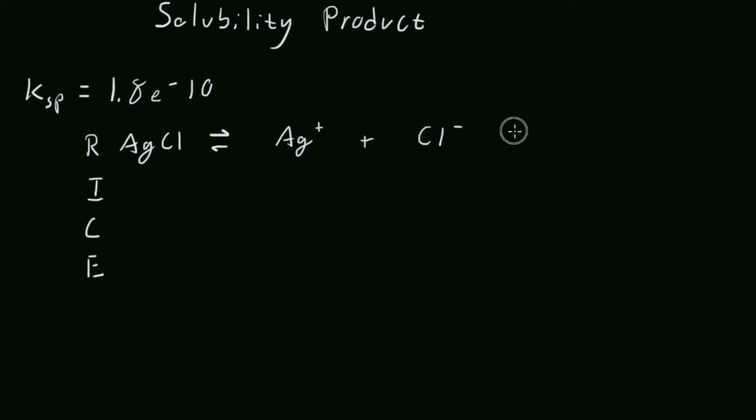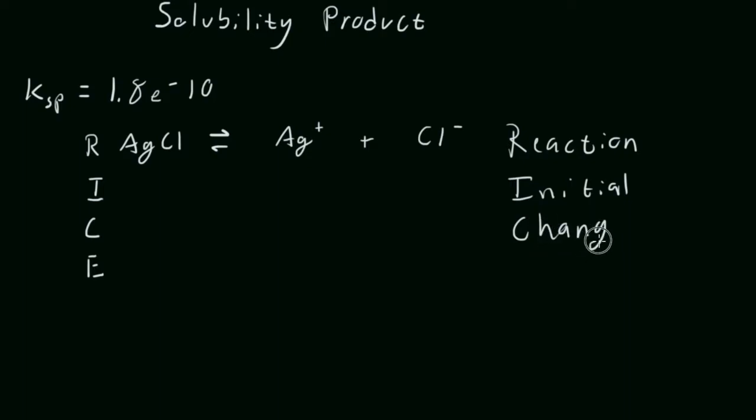Rice stands for reaction, initial, change, and equilibrium. It's useful to look at first the reaction. And we're using silver chloride here, a fairly simple, slightly soluble reaction. Silver chloride will break up into silver ions, silver cations, and chlorine anions.